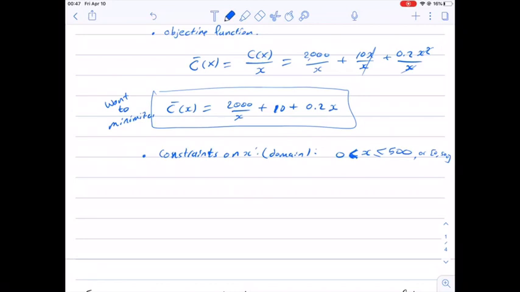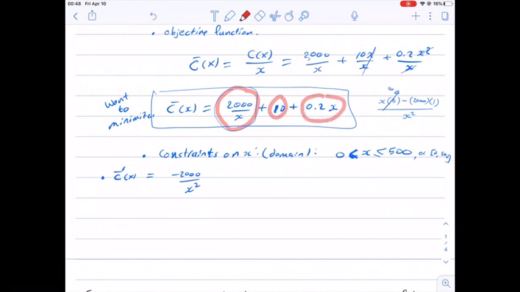Now we start the minimization process. How to minimize it? Now we find the derivative first. What is the derivative of this term, 2000 over x? Let's apply the quotient rule. The denominator is x times the derivative of the numerator, which is 0 because 2000 is constant, minus the numerator 2000 times the derivative of the denominator, the derivative of x is 1, over x squared, the denominator squared. This is 0, so we get negative 2000 over x squared. Now what is the derivative of 10? It's 0. What is the derivative of 0.2x? It's just 0.2.